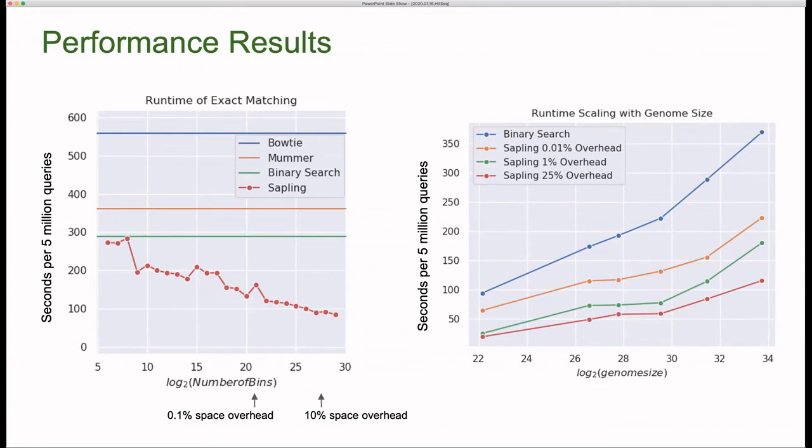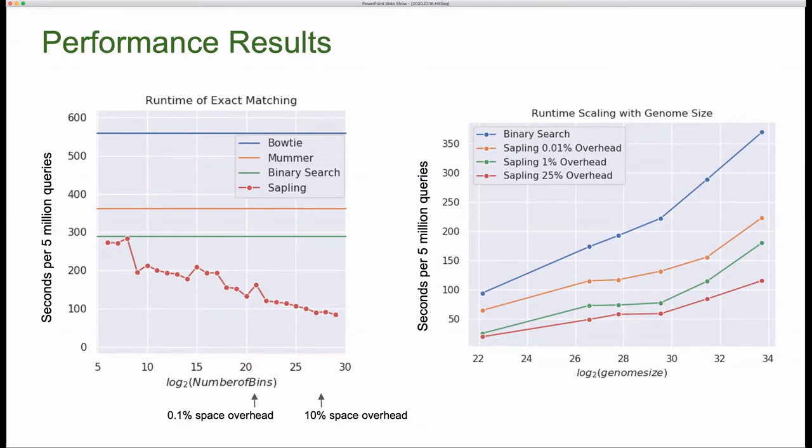This is in human, where we're matching 5 million queries. Again, we're looking for exact matches using a suffix array, where a parameter to Sapling is how much overhead we want to have. We can have very minimal overhead, 0.1% space, 10% overhead. But the nice result there is that as we add more space by having a more accurate data model, we can improve the runtime of these suffix array lookups.